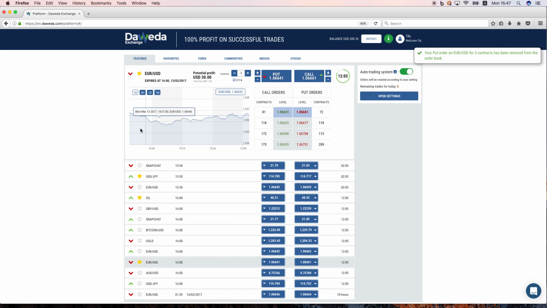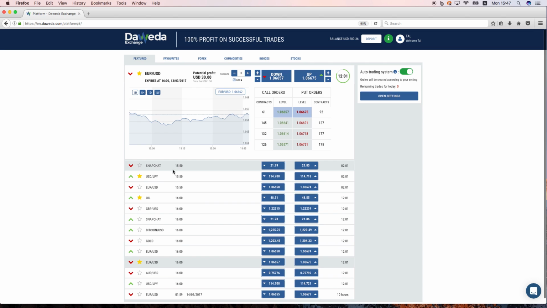And I'm going to show you over here, we have a list of different assets. We have Snapchat, which is a stock share. We have USD, Japanese yen, Euro, US dollar, oil, GBP, US dollar. As you can see, we have a list of many different things and their expiry times next to it. Now, let's say you only want to trade Forex. At the top, let's actually go through these in order.